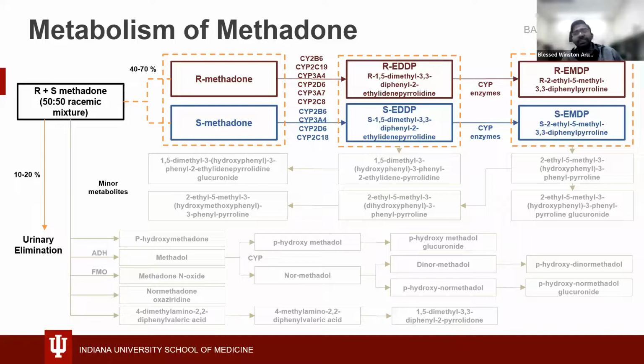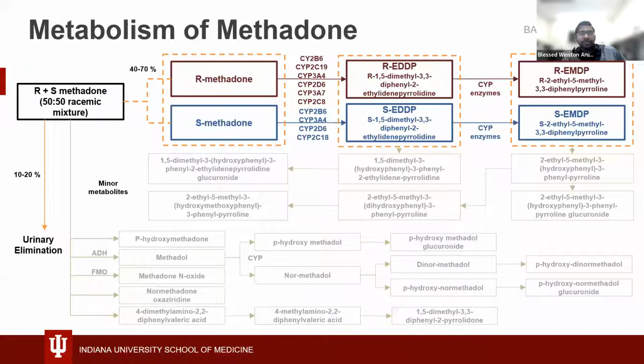A bit on the metabolism of methadone. Methadone is given as a 50-50 RS mixture. It's a racemic mixture where you've got 50% R methadone and 50% S methadone. The interesting part is both R and S methadone have different actions and different routes of metabolism.